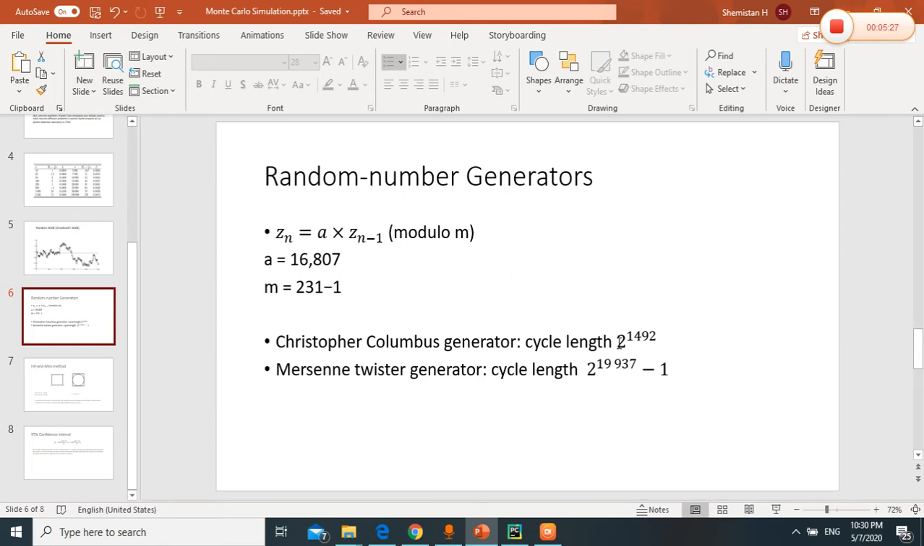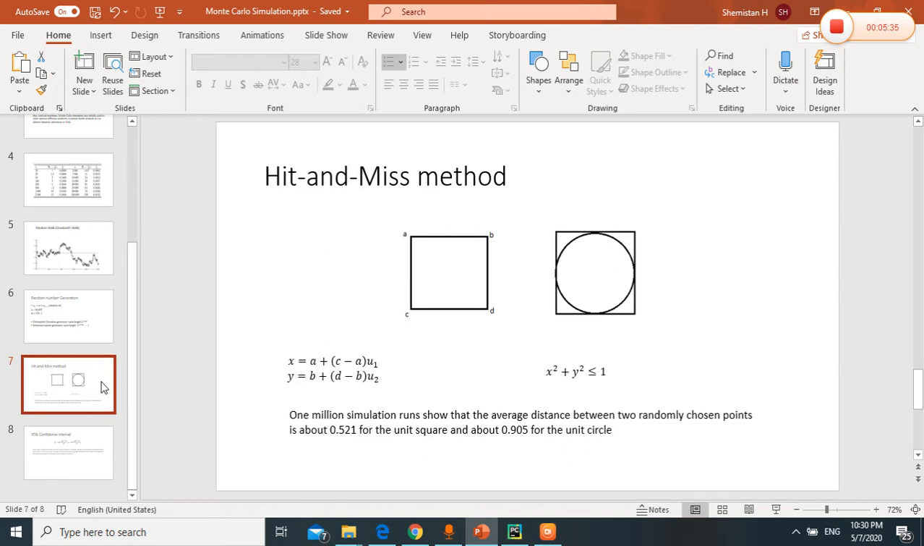And simulation can also help us solve geometric problems. For example, the hit and miss method can be an example of this.